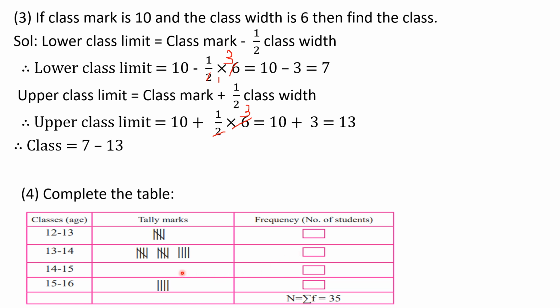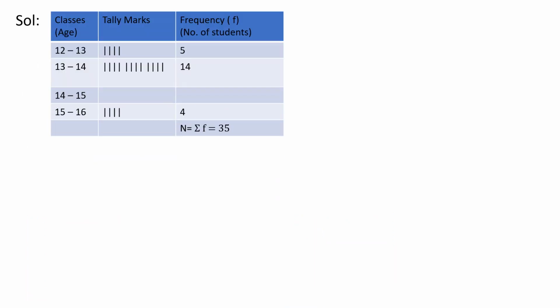Okay. And here the class 14 to 15 is not given. We have to find what the frequency would be over here. And for 15 to 16, the tally marks given here are 4. So you'll write down the frequency as 4. But students, the total sum of frequency is given as 35. So we will use this total sum of frequency and we can find the frequency of the class 14 to 15. Are you getting me? So let's solve.